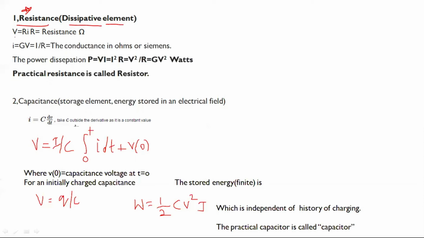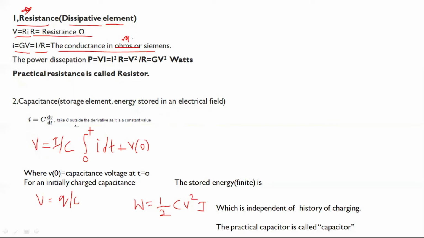So V is equal to RI, where R is equal to resistance in ohm, or I is equal to GV. What is this term G? G is nothing but, in practice, 1 by R, which is equal to conductance. So we can say I is equal to GV. Conductance is measured in mho, that is the reverse of the ohm.